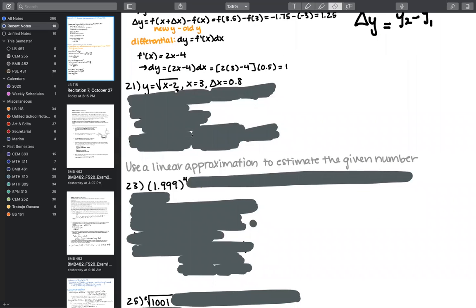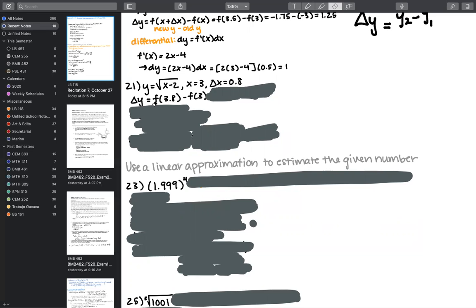So we're going to go about this problem exactly the same way. We're going to find delta y. In this case, our y2 is going to be f of, and I didn't define this function as f. I should have. I didn't say y is equal to f of x is equal to the square root of x minus 2. But I guess in this case, I did it in terms of delta y.